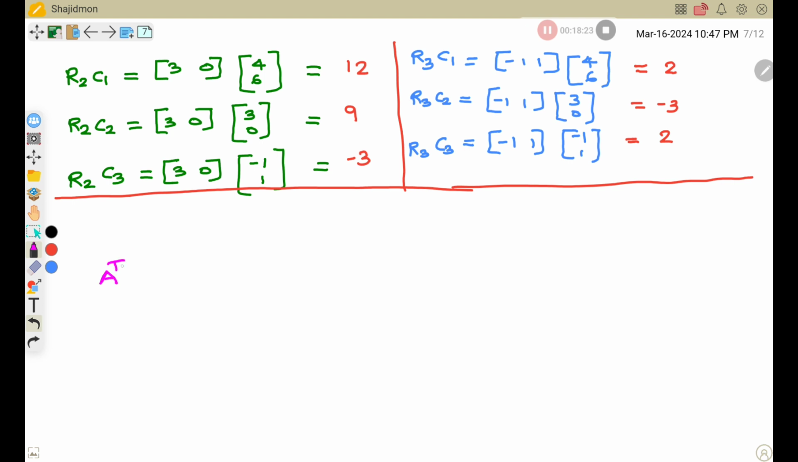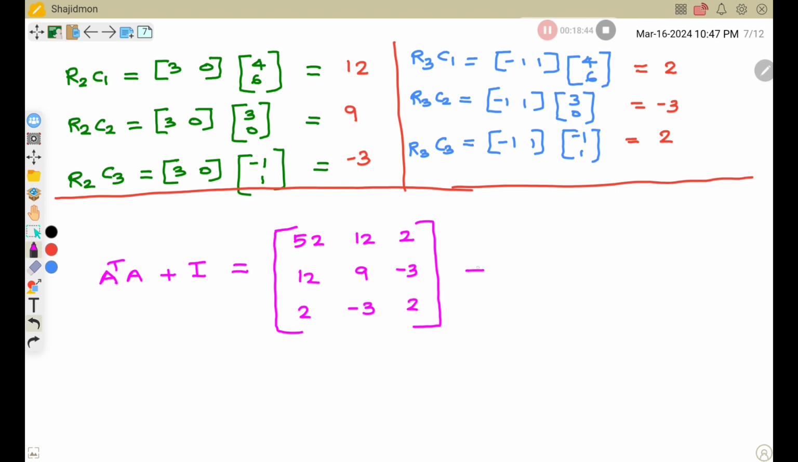A transpose multiply A matrix plus identity matrix equal to. So what we got for A transpose multiply A matrix: 52, 12 and 2, 12, 9, minus 3, 2, minus 3 and 2, plus the identity matrix of order 3. What is the identity matrix of order 3? Initially we wrote 1 0 0, 0 1 0, 0 0 1. So when we are adding, we will get the answer.